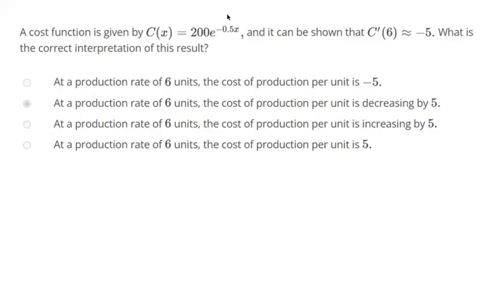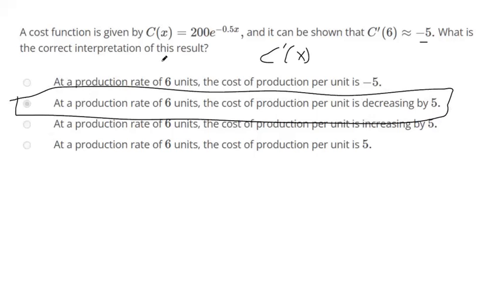Okay, so that's what this next question is saying. When you calculate the derivative of the cost, that's marginal cost, and that's telling you how much the cost is changing at that moment. So for the derivative of the cost when we're producing 6 units, if that equals negative 5, that means the cost of making these items is going down by 5. As you make more units, you'd expect the cost to continue going down per unit, right? So the cost of producing is decreasing by 5 is the correct answer here.